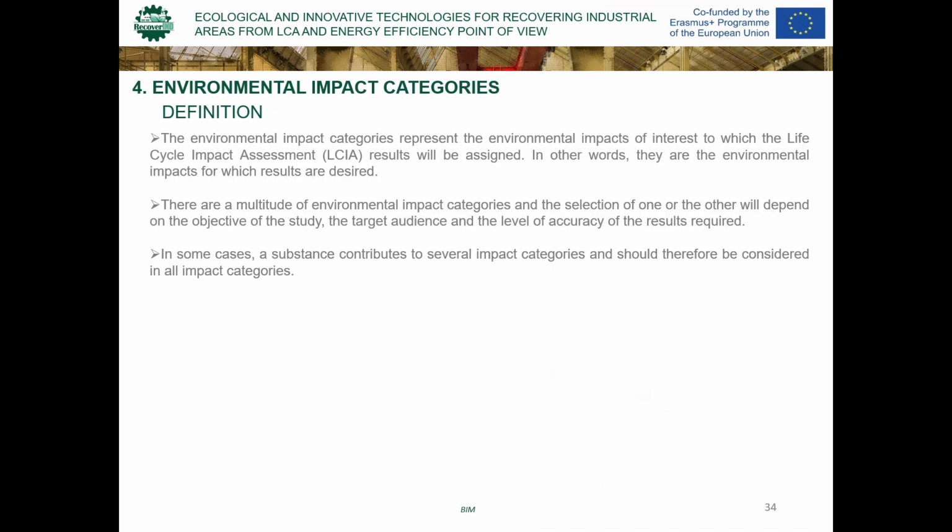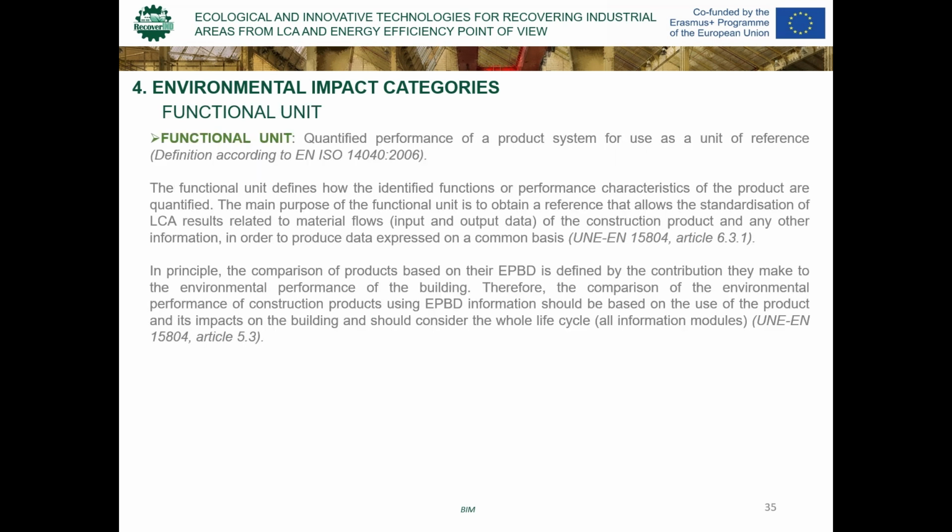The environmental impact categories represent the environmental impacts of interest to which the Life Cycle Impact Assessment (LCIA) results will be assigned. In other words, they are the environmental impacts for which results are desired. There are a multitude of environmental impact categories, and the selection of one or the other will depend on the objective of the study, the target audience, and the level of accuracy of the results required. In some cases, a substance contributes to several impact categories and should therefore be considered in all impact categories.